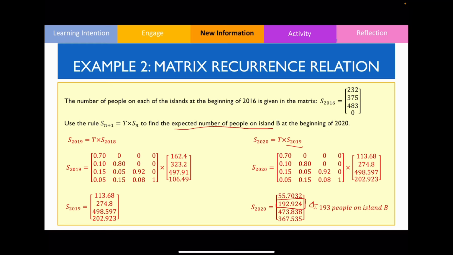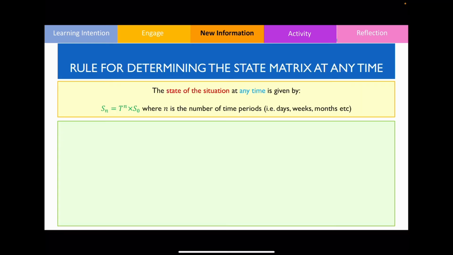people. As you can see, using recurrence relations can be a bit tedious and time consuming, so there is another quick way for us to obtain the answer, and this can be found by using the following rule. To find out what is the state of the matrix at any time, what we need to do is we need to raise the power of our transition matrix to the power of n, where n could be 4 years, 5 years, 10 years, and then multiply that by our initial state matrix.